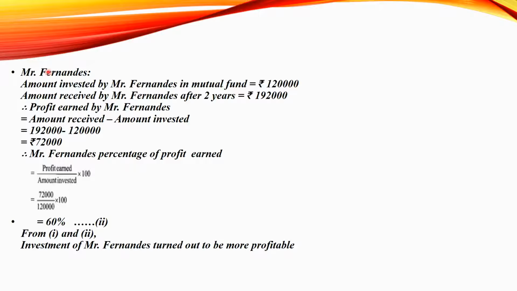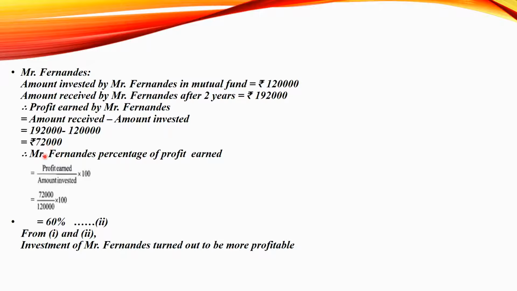Now let us consider Mr. Fernandez, who has invested the amount in mutual fund, and that is rupees 1,20,000. Amount received by Mr. Fernandez after 2 years is 1,92,000. So profit earned by Mr. Fernandez is amount received minus amount invested. So 1,92,000 minus 1,20,000, which is equal to rupees 72,000.